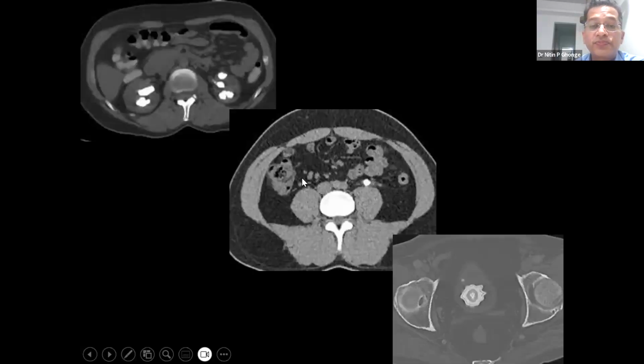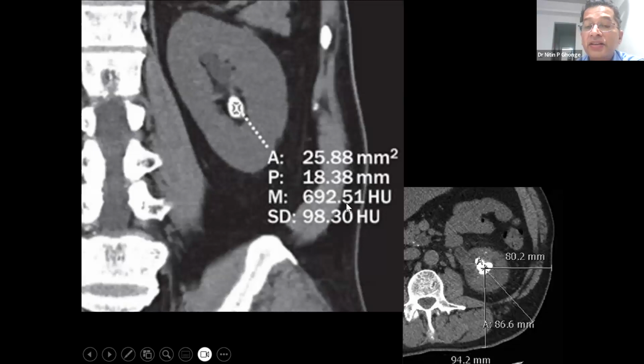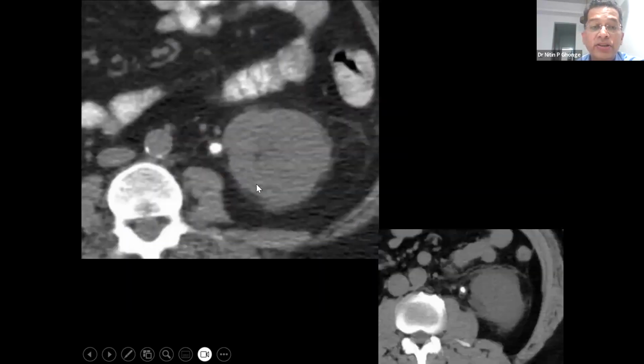calculus. So when there is a calculus, it is important to get a CT scan done to look for the obstructive changes, look for the adjoining structures, look for the inflammatory changes, look for the density of the calculus, and accordingly, if it is very dense, then lithotripsy may not be possible. If it is less dense, then lithotripsy is possible in this calculi.